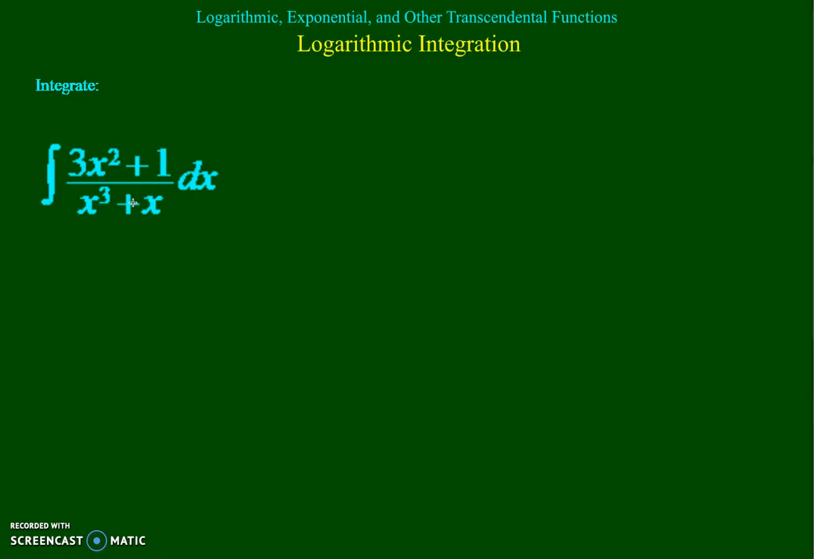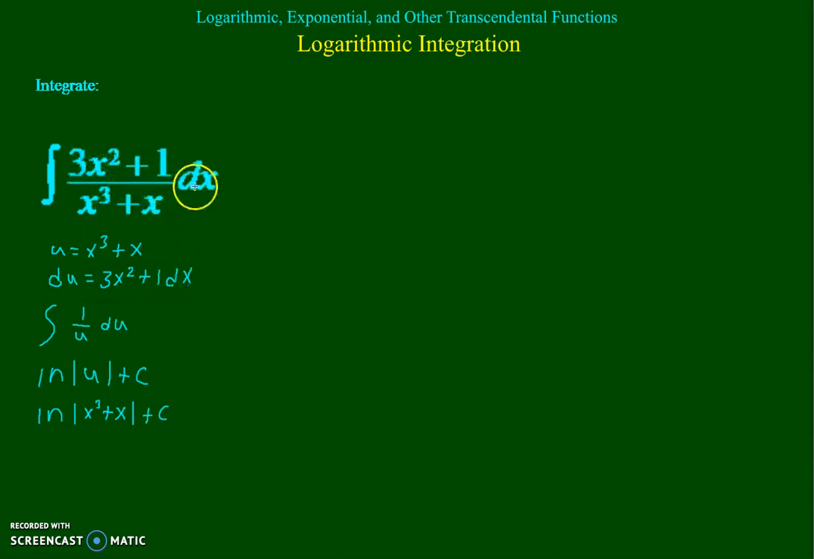So let's give it a go. I picked my u as x to the third plus x. The du is 3x squared plus 1 dx, and that's in fact what we have here, so that matches. And so our integral becomes the integral of 1 over u du, which is the natural log of the absolute value of u plus c, and then we back substitute. We have the natural log of the absolute value of x to the third plus x, plus c. Absolute value is necessary because both of these terms can go negative, and so the absolute values have to be there. That was a fairly straightforward problem, even though it may have looked fairly complicated at first.